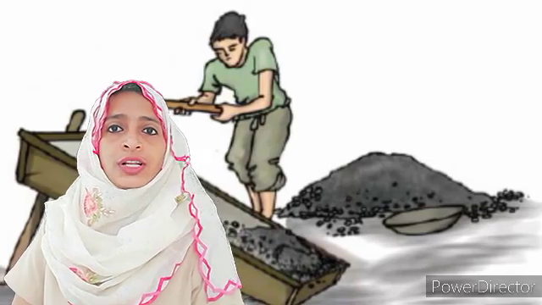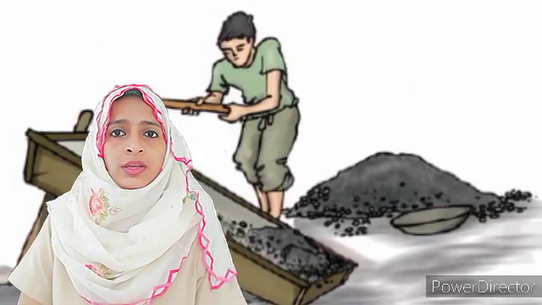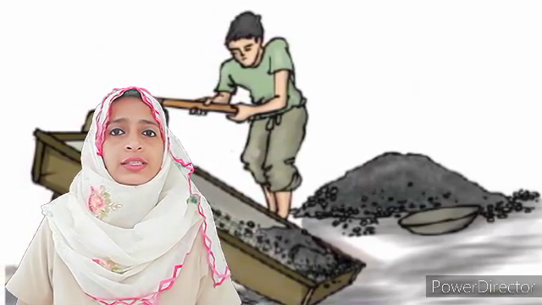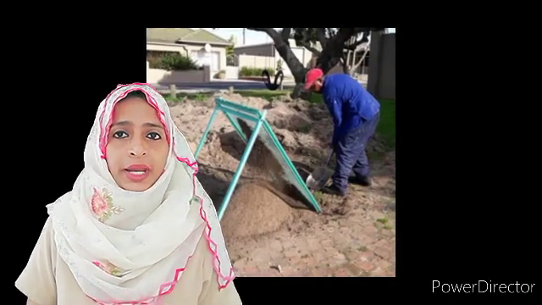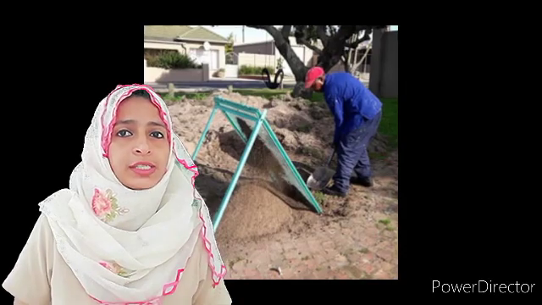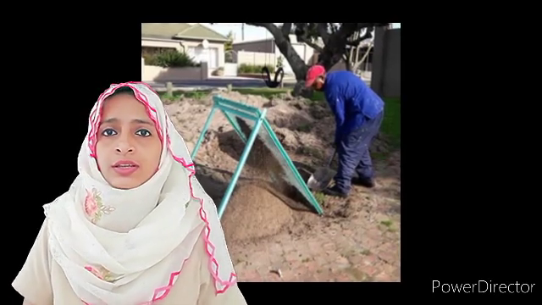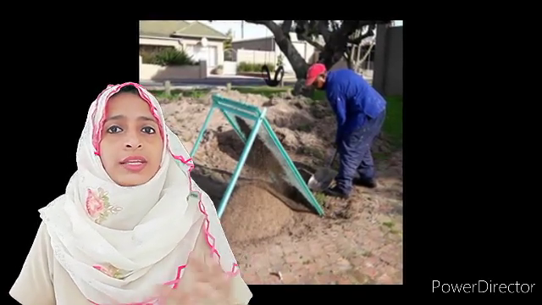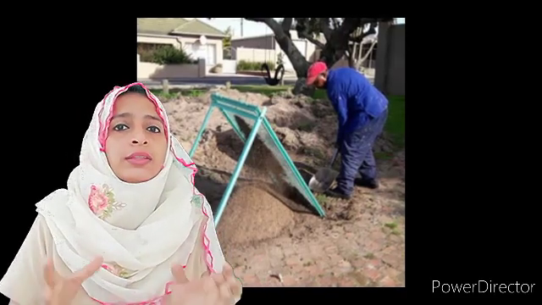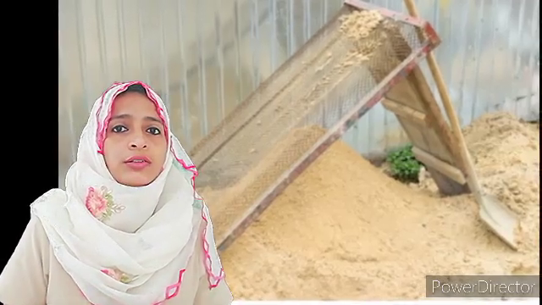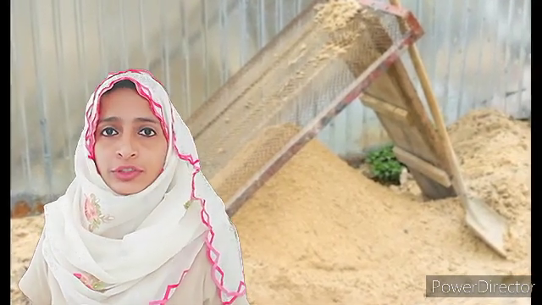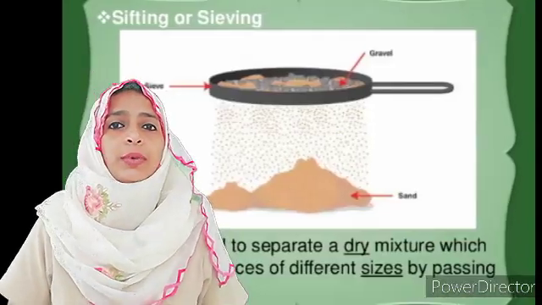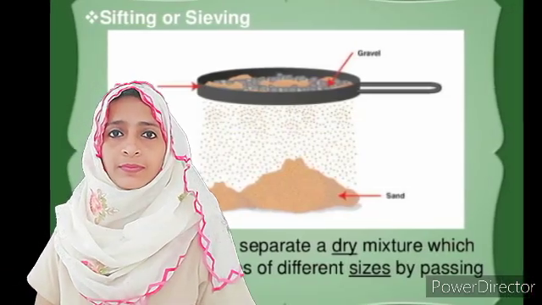Now let's see the case of constructional sites. In constructional sites, we use large sieves in order to separate stones or pebbles present in the sand, so that the sand is separated from the stones or pebbles. I think it's clear to you. So we have learned about the method of sieving.